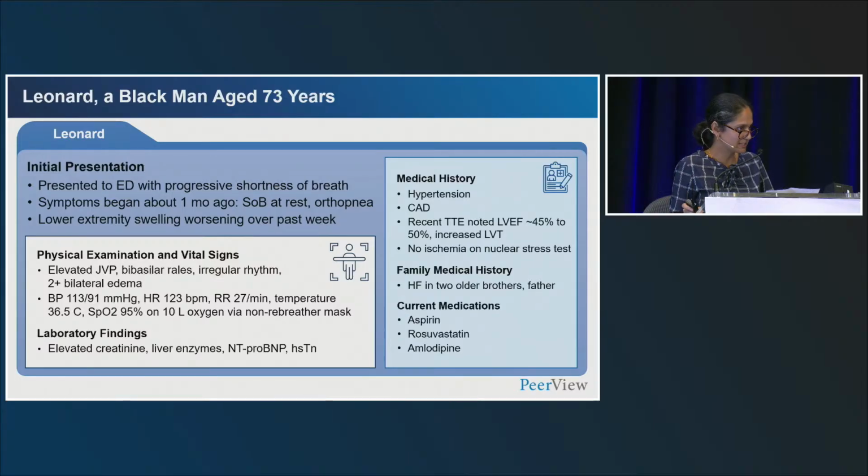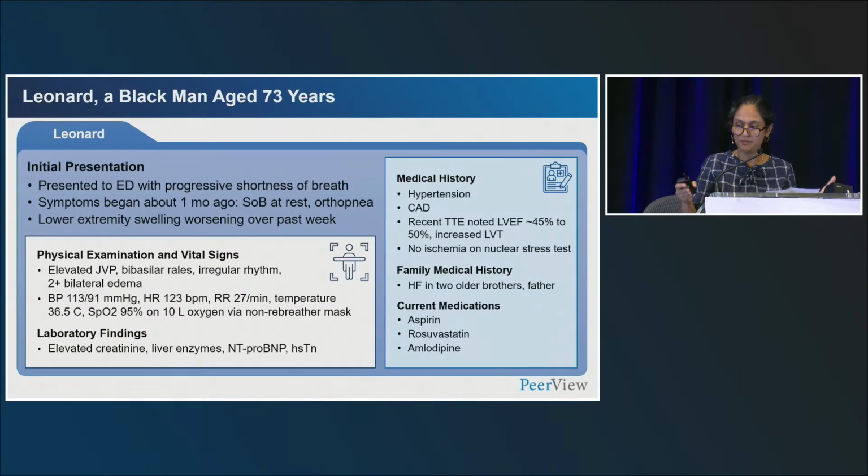Let's talk about a patient, because everything is more interesting when we talk about a patient. Leonard, a black man, age 73 years. He presents to the ED with progressive shortness of breath, about a month, shortness of breath at rest, orthopnea, so this is getting progressive, lower extremity swelling. On exam, not a medical mystery, elevated JVP, bibasilar rales, irregular rhythm, 2+ edema. Blood pressure is okay, tachycardic, temperature's fine, and he's hypoxic. He's needing some supplemental oxygen. Creatinine's not good, liver enzymes are up, probably hepatic congestion.